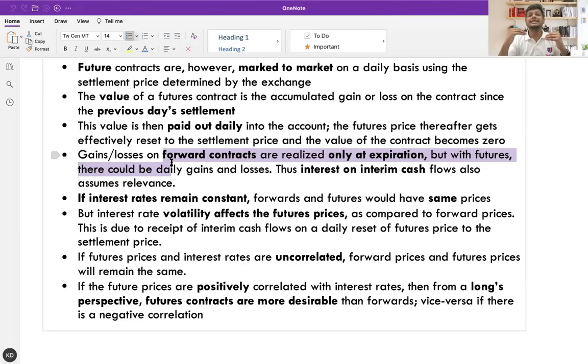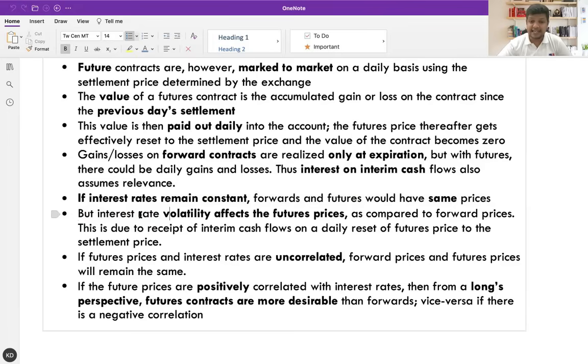But if these two assumptions change, that is, if there is a cash flow in between like dividends or coupons, and if the interest rates change, then there will be a problem. So we assume that the interim cash flows, dividends or coupons, will be adjusted, and then they don't make any big difference. And we also assume that the interest rate remains constant, right?